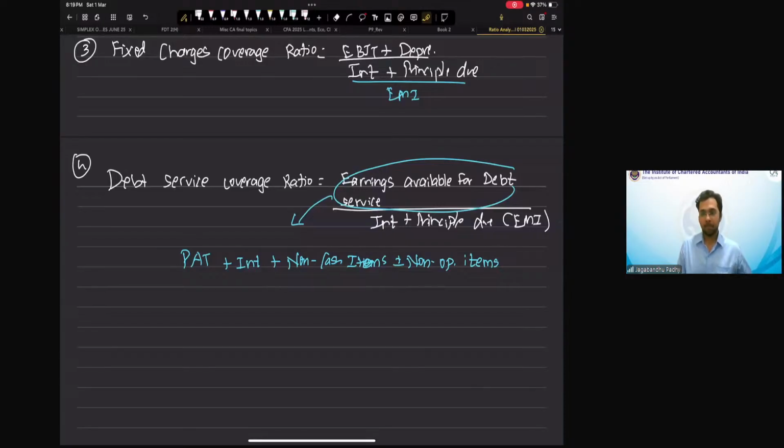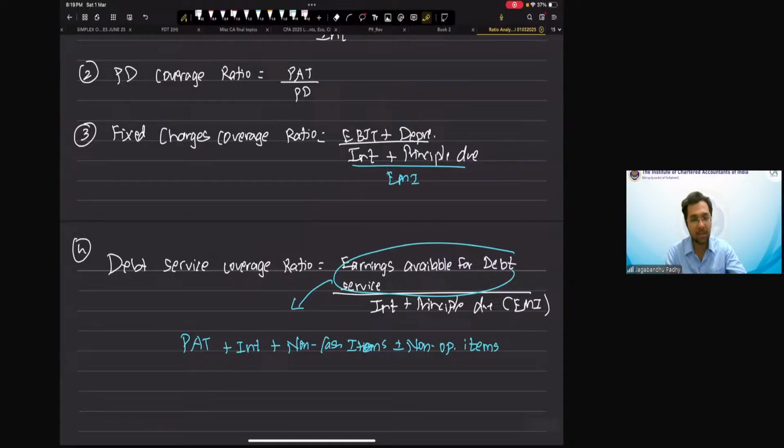Fine. So these are some of the ratios we use to check the ability of the company to pay their fixed obligations. These again fall into the categorization of liquidity ratios. We're still in the liquidity ratios, where we have observed the short-term liquidity and also seen the long-term liquidity ratios.